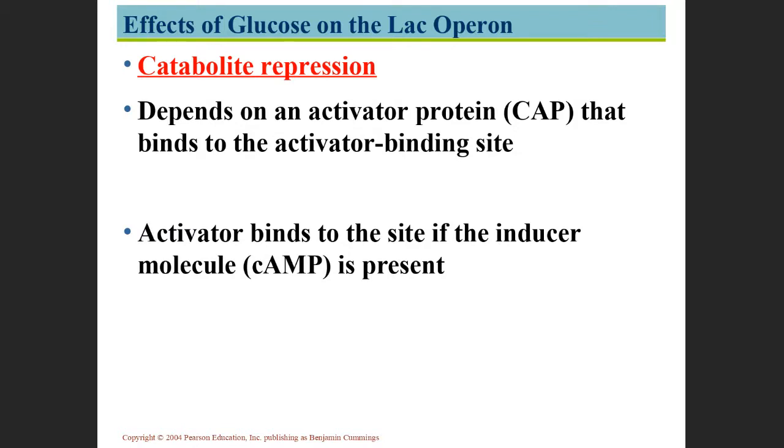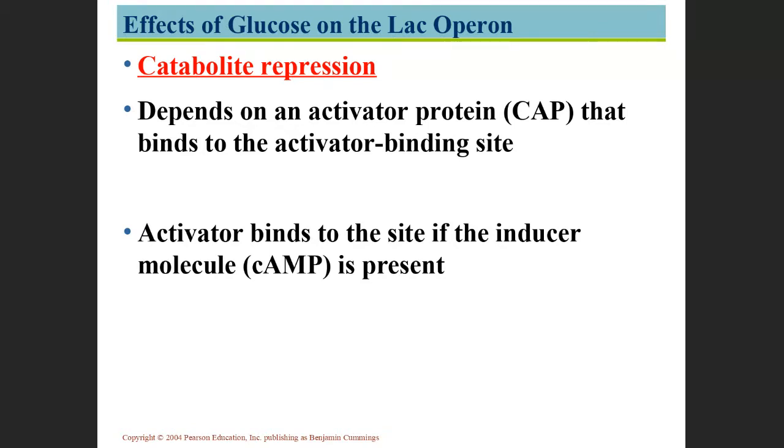The next PowerPoint attempts to explain why in the presence of glucose, the lac operon doesn't work. So as long as the cell has glucose, and glucose is the preferred source of energy, even if there is lactose present, the cell is not going to touch the lactose. It's going to go for the glucose first. And that has to do with something called catabolite repression. So the presence of glucose essentially, through a series of events, does not allow the RNA polymerase from binding in the promoter.